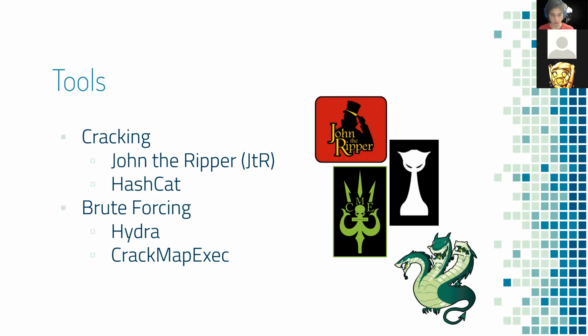Hydra can attack a whole range of different services and even web pages. It can do a lot of brute forcing, and it can do it across multiple networks, multiple IPs, that sort of thing. Now, CME can only really attack a limited range of services, like SSH, SMB, WinRM, etc. And CME is primarily used for Windows enumeration.